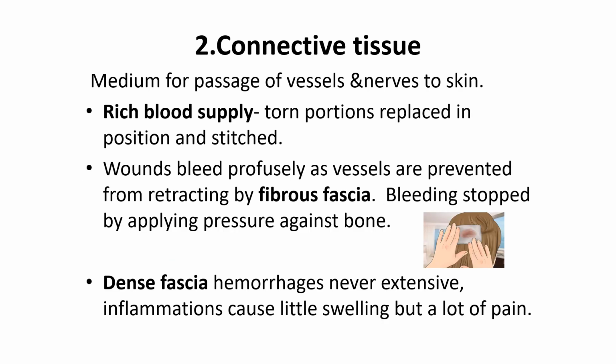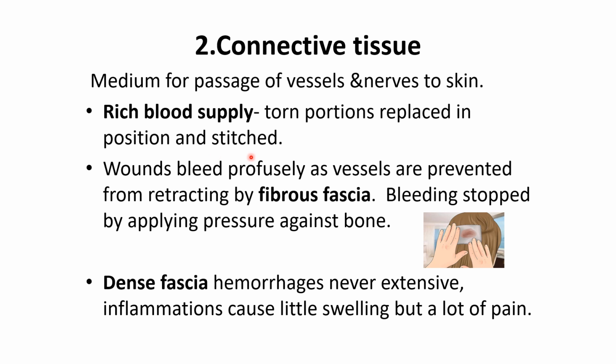Next we come to the connective tissue layer. Now this connective tissue layer is the medium for passage of nerves and vessels to the skin. Now some features of this connective tissue layer: it has a rich blood supply. So due to the presence of blood vessels in the connective tissue layer, when a portion of scalp is torn, it can be replaced in the original position and stitched.